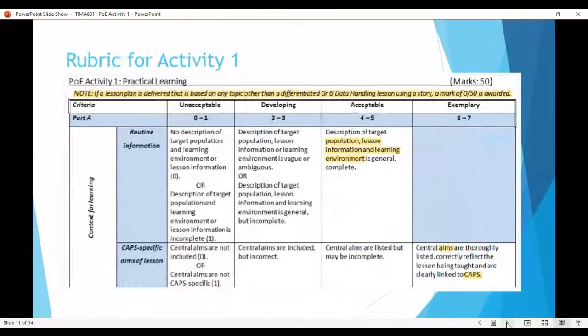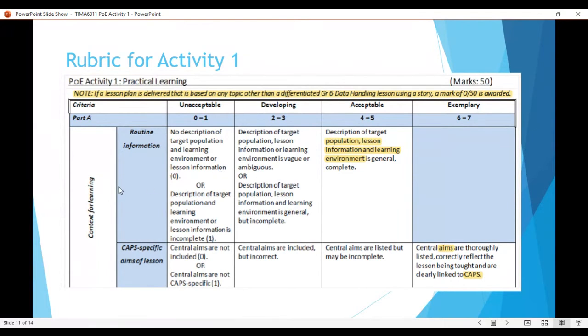So let's quickly go through the rubric. The first part of the rubric, before we start there, note. If a lesson plan is delivered that is based on any topic other than a differentiated grade 6 data handling lesson, a mark of 0 out of 50 is awarded. If you do not teach data handling, you do not do activities about data handling that are differentiated, you will receive a 0. It will not be marked. All right, so very important, it has to be about data handling.